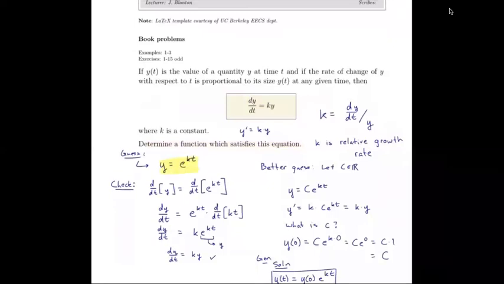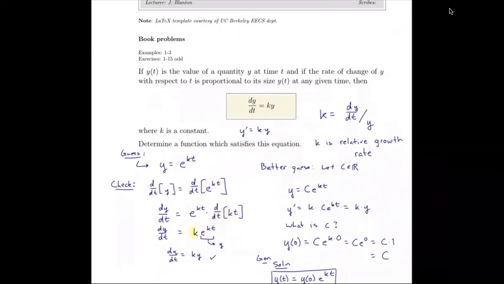Here it is. Here's one function that satisfies this, right? If the function y is equal to e to the kt, then if I take the derivative of this function with respect to t, both sides of this equation, I get dy/dt on the left, and on the right, I just have to be careful to take the chain rule. The derivative of e to the kt is e to the kt times the derivative of kt.